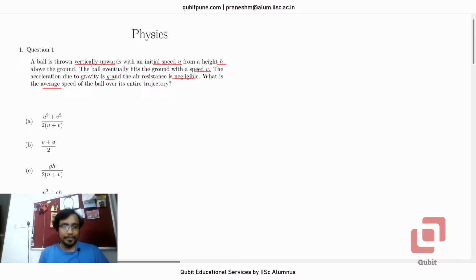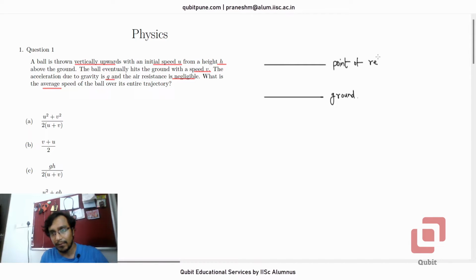To solve this problem, we first draw the figure. Assume that this is our ground. The ball is being thrown vertically upwards with an initial speed u from a height h above the ground. Let this be the point of release of the ball, and the ball is being thrown with an initial speed u in this direction.